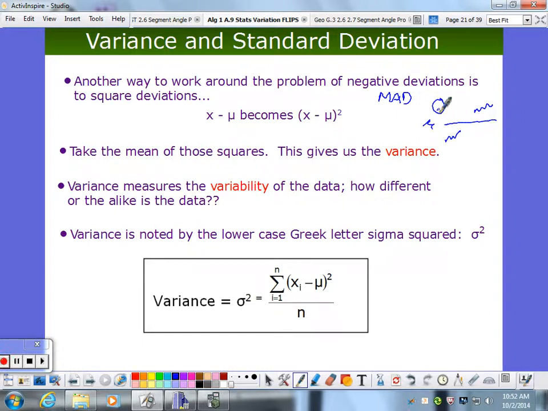So mean absolute deviation, their solution was to take the absolute value. There's another way to look at it. That's one way to find average distance from the mean. Another way is to say, listen, this is a problem because whenever I add up distances, it's always 0. How about I square them?